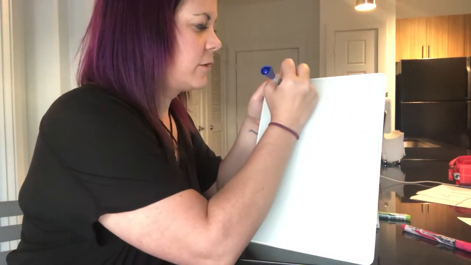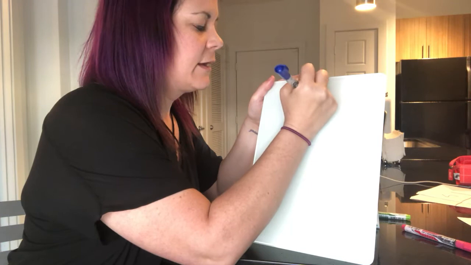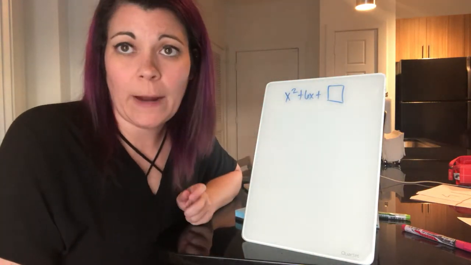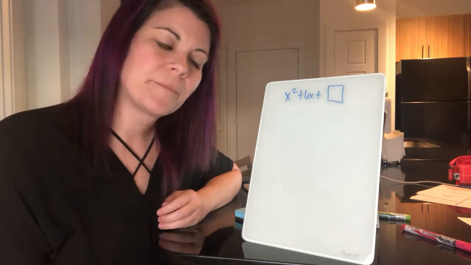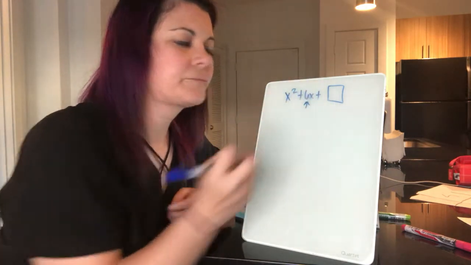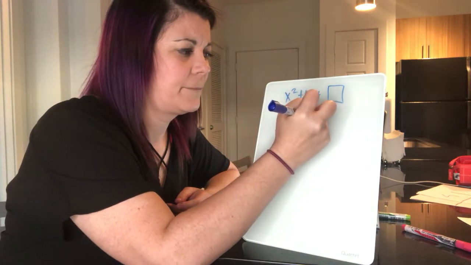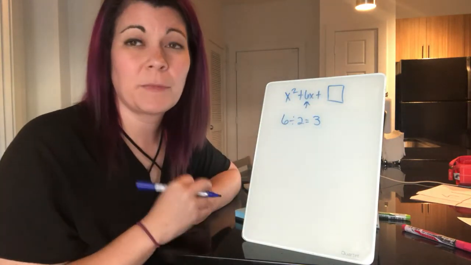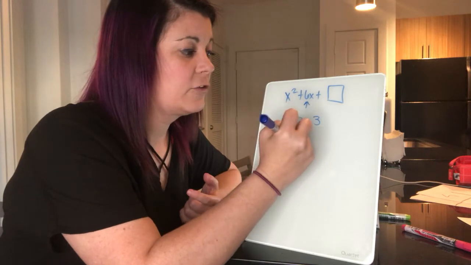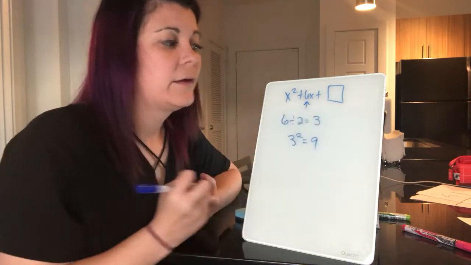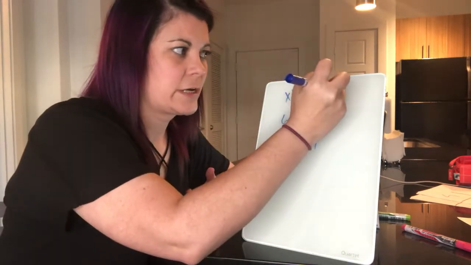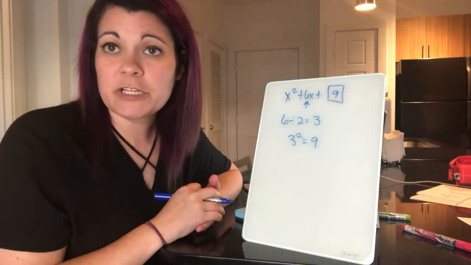If I have two terms, x squared plus 6x, and I say, what number right here would complete the square? Here's how you find that number. You take the middle term, you divide it by 2. So 6 divided by 2 is 3. And then you take that term and you square it. So 3 squared is 9. And that is your magic number, okay?